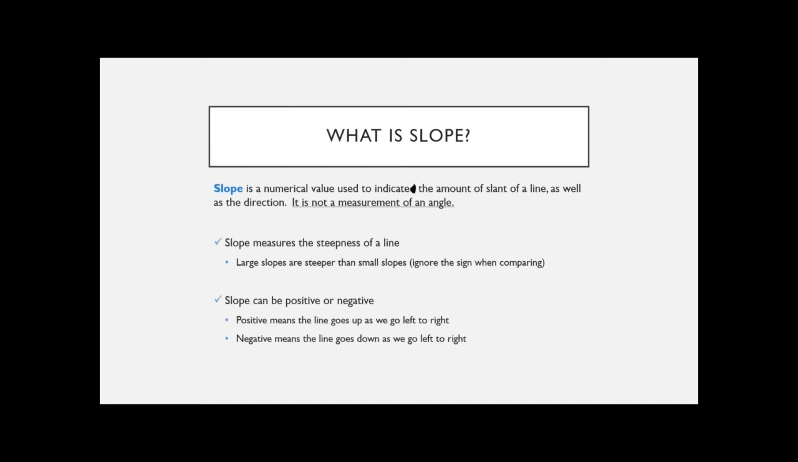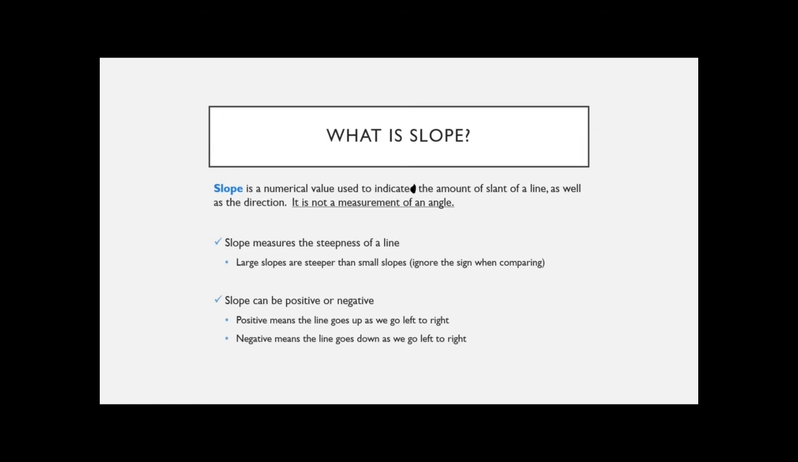Now, angles always have units of degrees. Slope is different in that aspect, in that sometimes it has no units at all because the units cancel out. So the key point is that the slope, because it's measuring the amount of slant, is measuring how steep a line is. Generally, the larger the number is, the steeper the line is. And we just ignore if it's a positive or negative number. If you just took the absolute value, you look at the number and ignore the sign, the larger it is, the steeper it is.